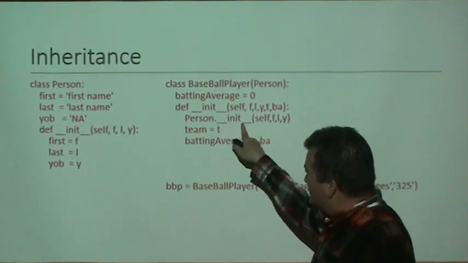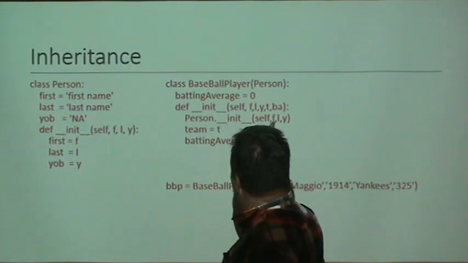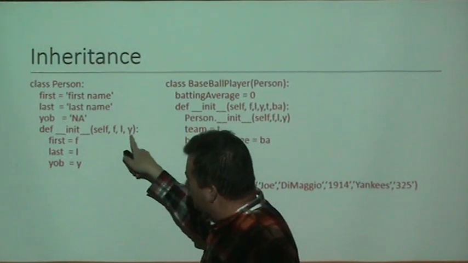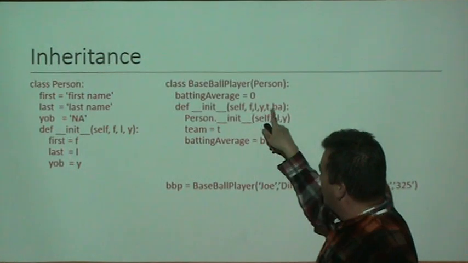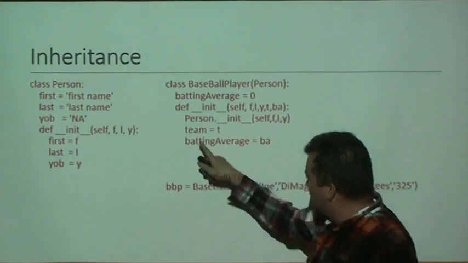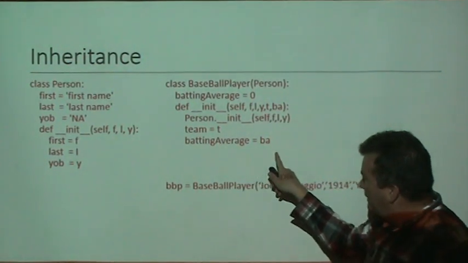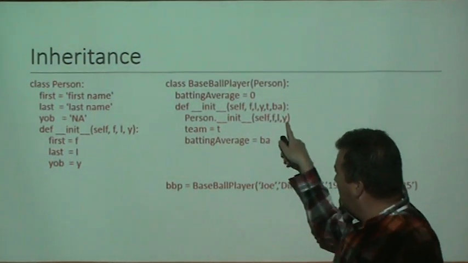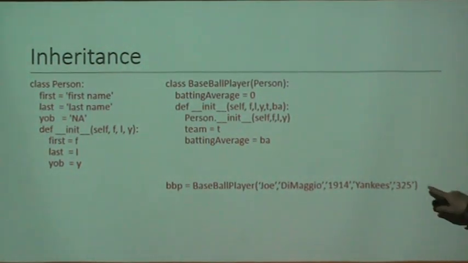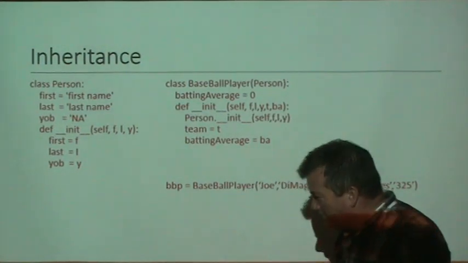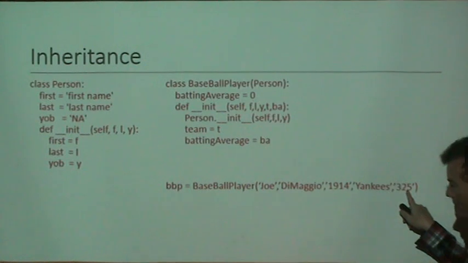So the first thing I do is I call the init function of the person, passing in the first name, the last name, and the year of birth. I pass those in, and those get filled in. Then I come back here and I say the team is whatever the team parameter is. So Yankees, their team would be Yankees. And the batting average, the BA, whatever came in as my batting average, I would set that to the batting average field. So this is how I would initialize a baseball player, Joe DiMaggio, who was on the Yankees and has a .325 batting average.